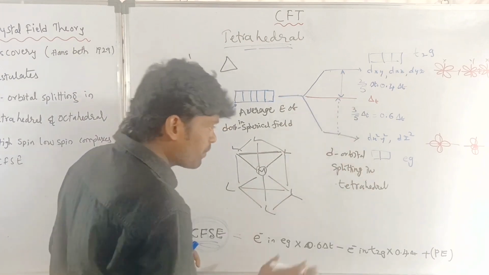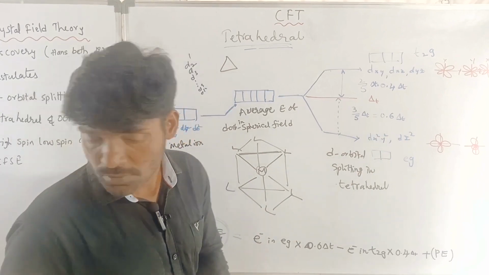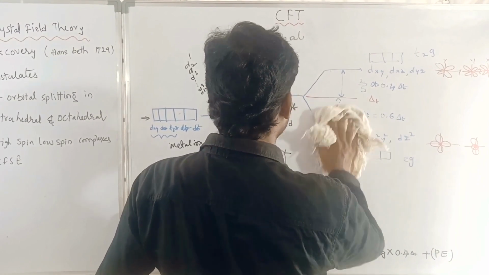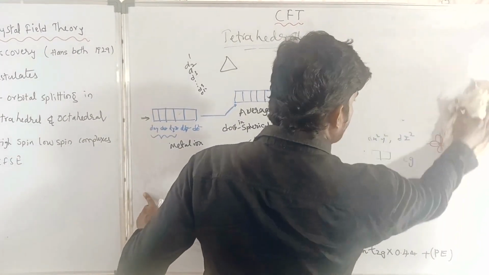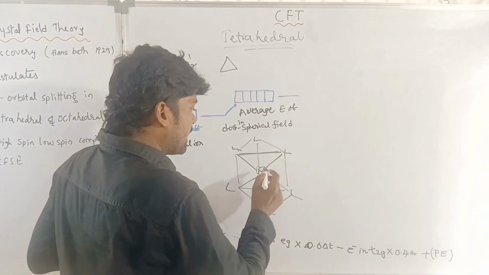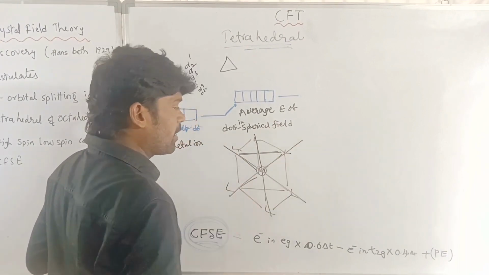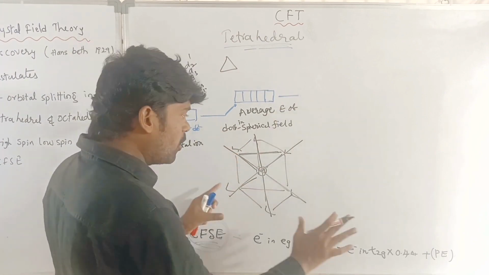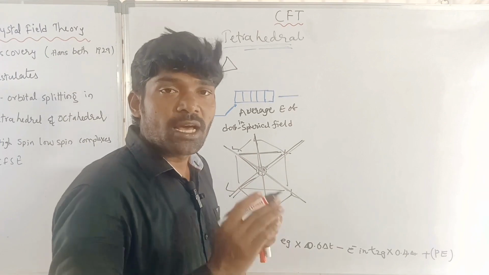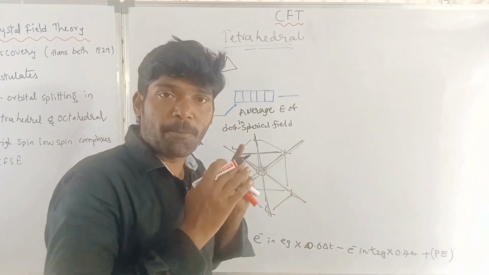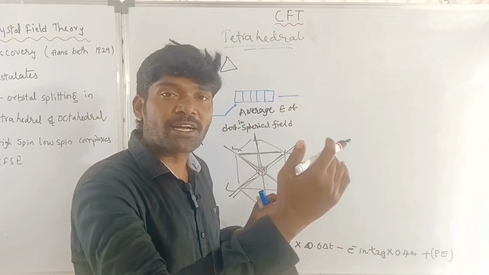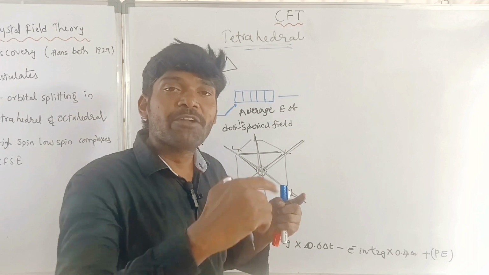Now how will the splitting be? Let's see. Here ligands approach along the axis. We can keep this structure in a cube also. All ligands are along the x, y, z axes. When ligands approach along the axis, the orbitals that lie along the axis will be affected with high repulsion compared to orbitals between the axes.